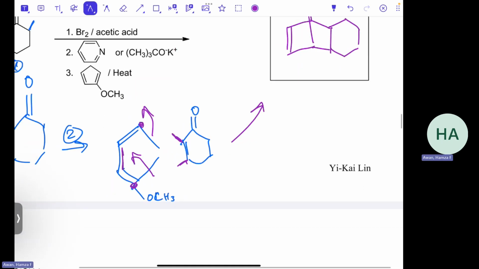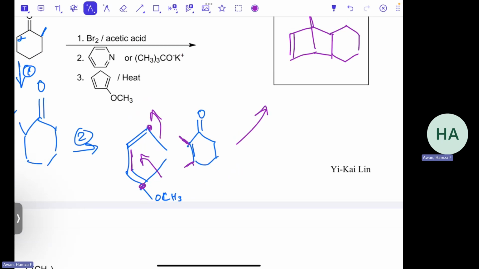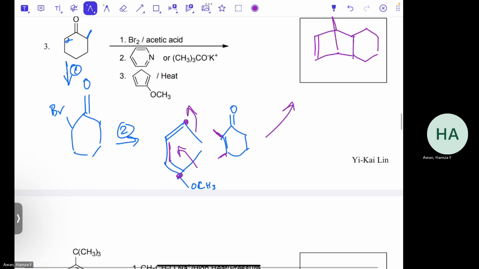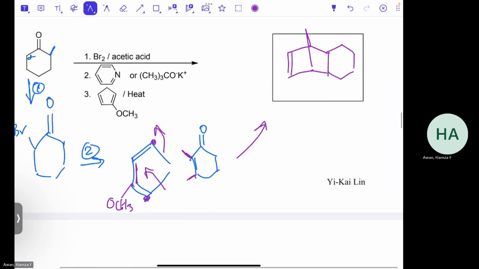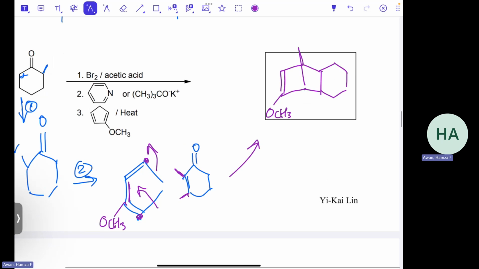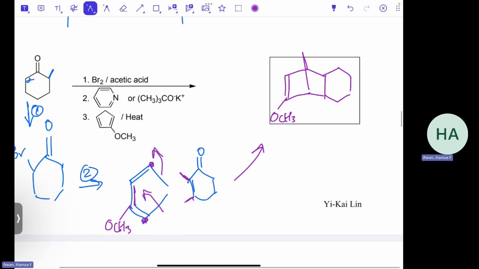And then because this OCH3, I think I put it on the wrong one. So this OCH3 is actually supposed to be over here. My bad. But this OCH3 is where the double bond is, so if we just put that right here. Now we have to figure out where the electron withdrawing group is going to go.